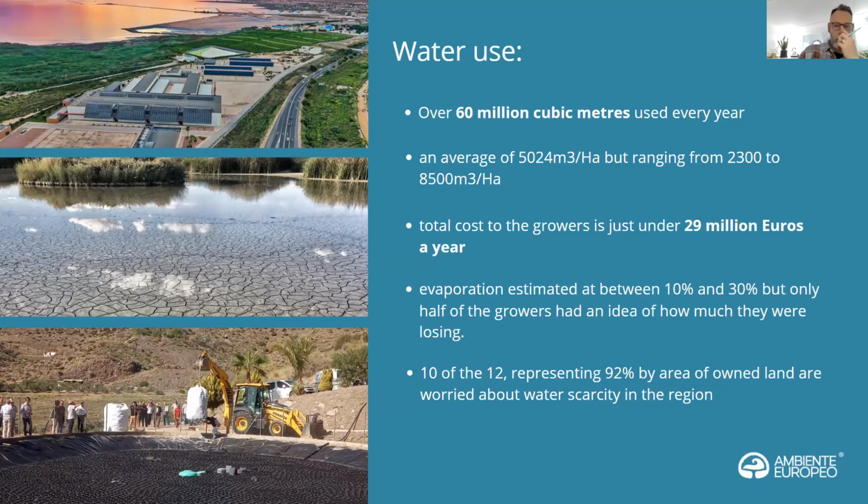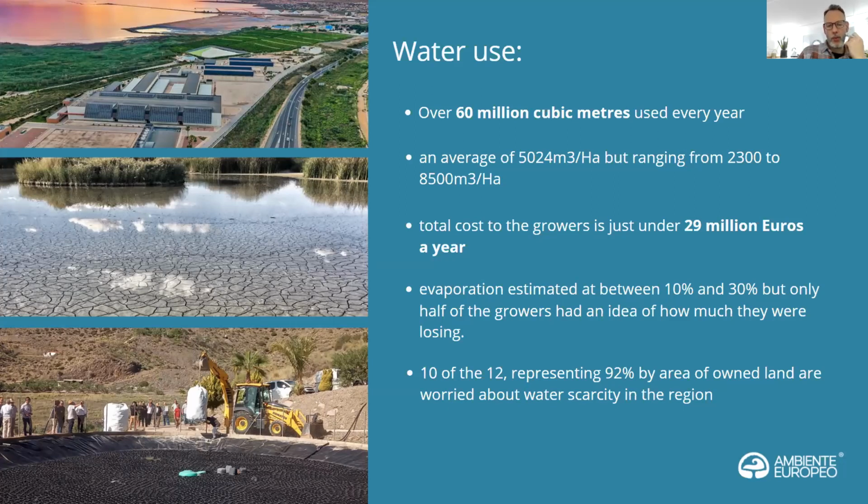So 60 million cubic meters of water are used every year. Interesting that their range is between 2,300 and 8,500 cubic meters per hectare. So a very large difference in the water use in the same region, farming very similar crops. In terms of cost, that's 29 million euros a year.